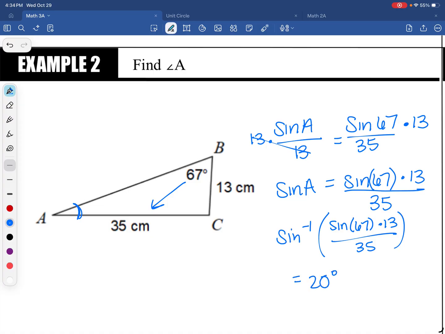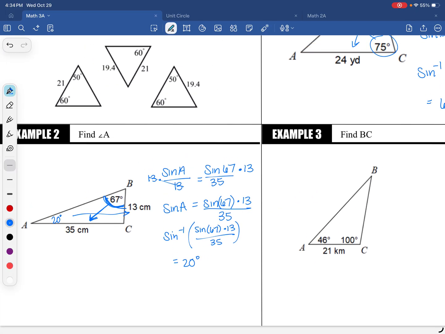And these are not necessarily drawn perfectly to scale, but kind of. So it would make sense that this is 20 when 67 is this bigger angle. So just remember, bigger angles make bigger sides, where smaller angles are going to make the smaller sides. So just make sure your answers seem realistic or reasonable.